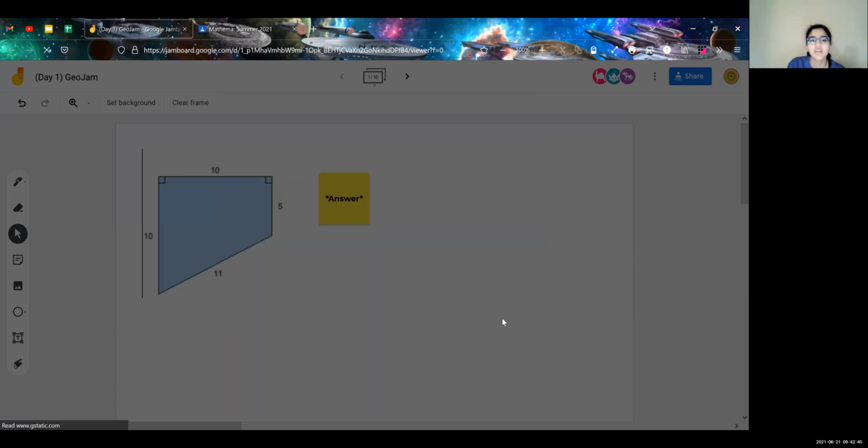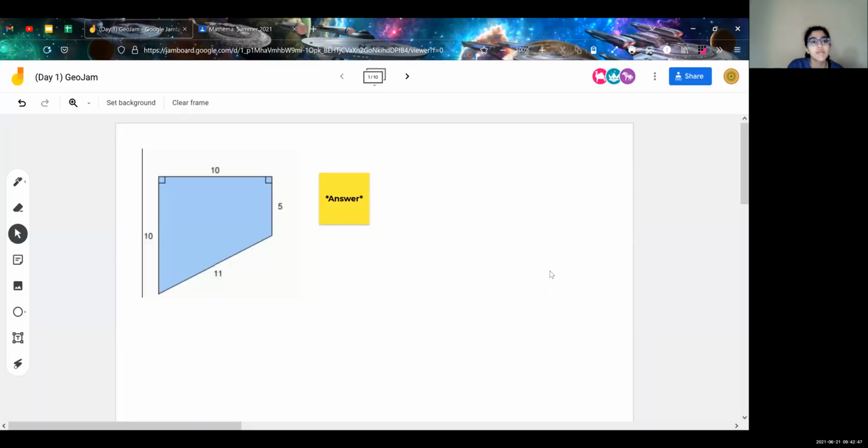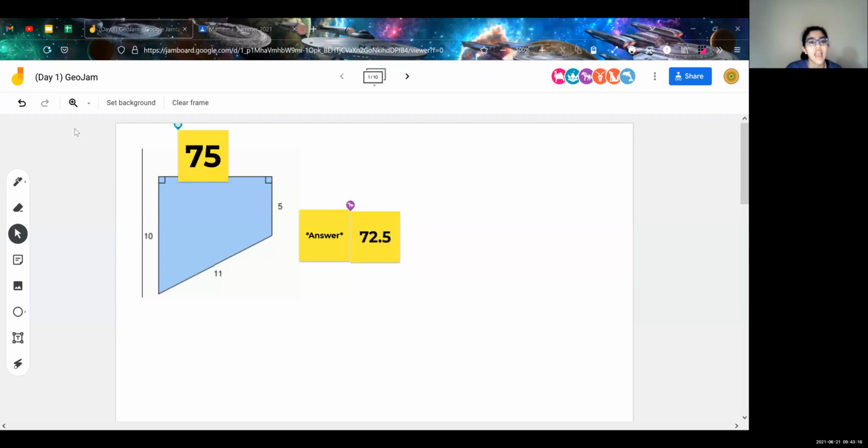Make sure everybody is on this Jamboard. There are 8 or 9 of you in this class right now, so please make sure you put your answer. Remember that the area of a trapezoid is the average of the bases multiplied by the height. So that would be half of the sum of the bases times the height.